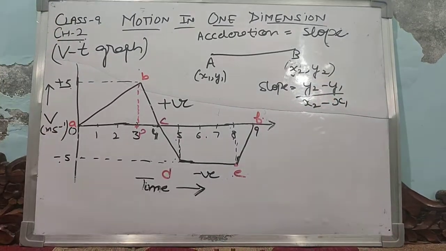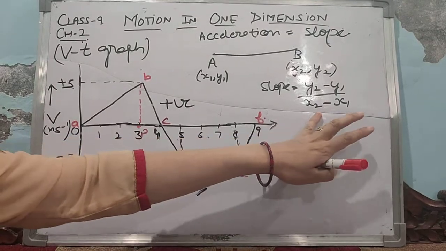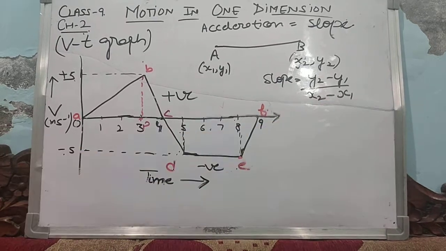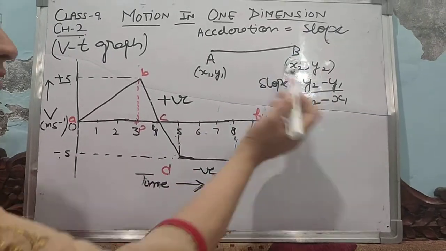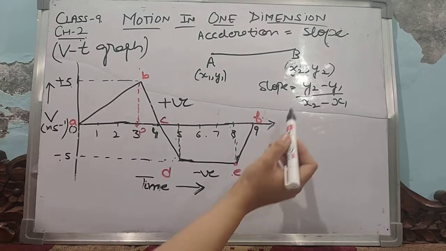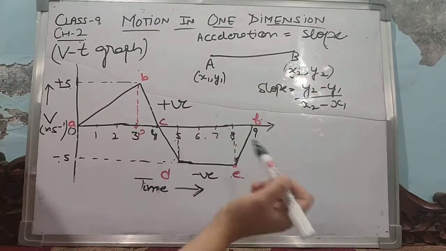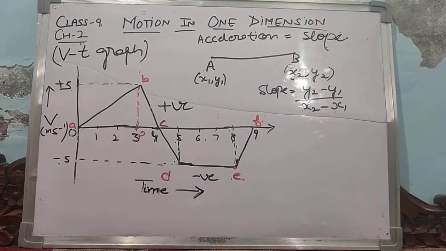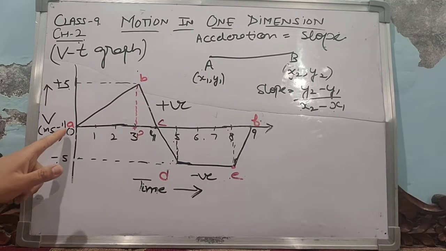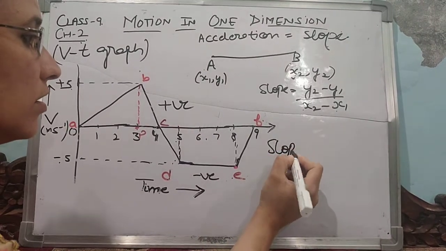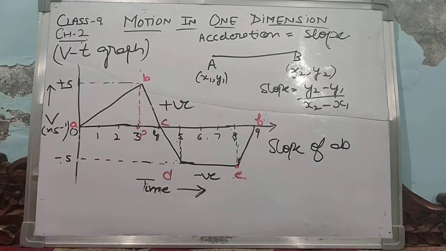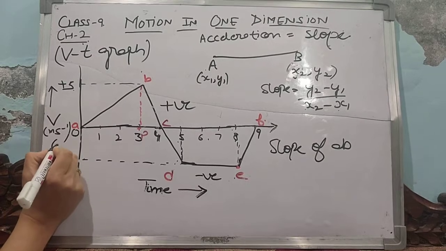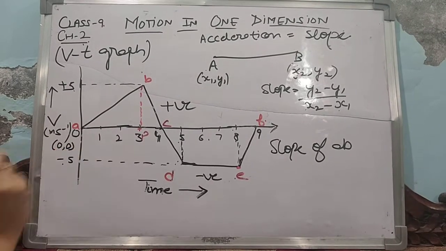This you will study in mathematics, but for the time being just remember this formula, that slope is equal to y2 minus y1 upon x2 minus x1, where y2 is the coordinate of the second point, y1 is the coordinate of the first, x2 the coordinate of the second point, and x1 the coordinate of point A. Now first I have to find the slope of line AB from the given figure. What are the coordinates of A? As A is lying at the origin, the coordinates of A are 0 and 0.